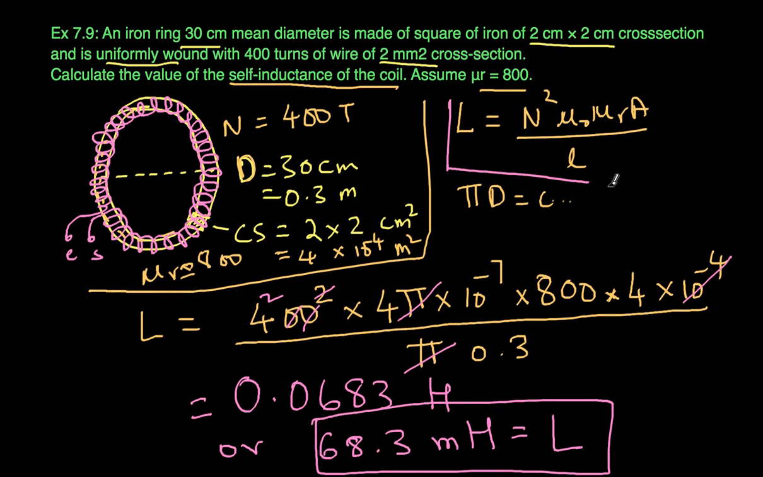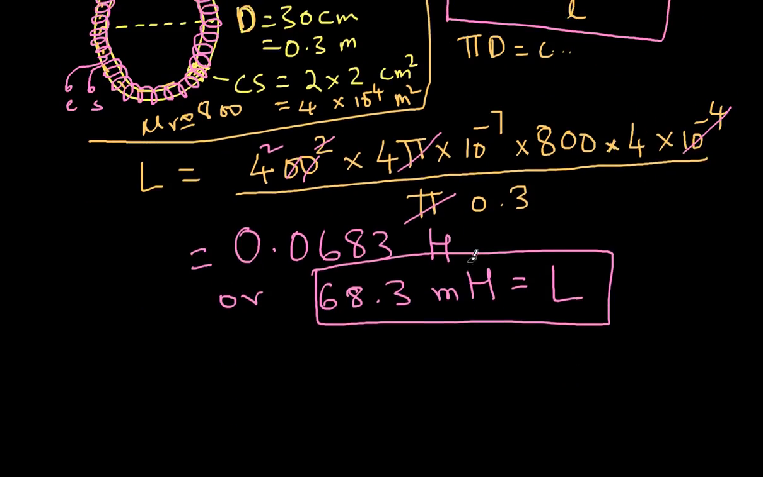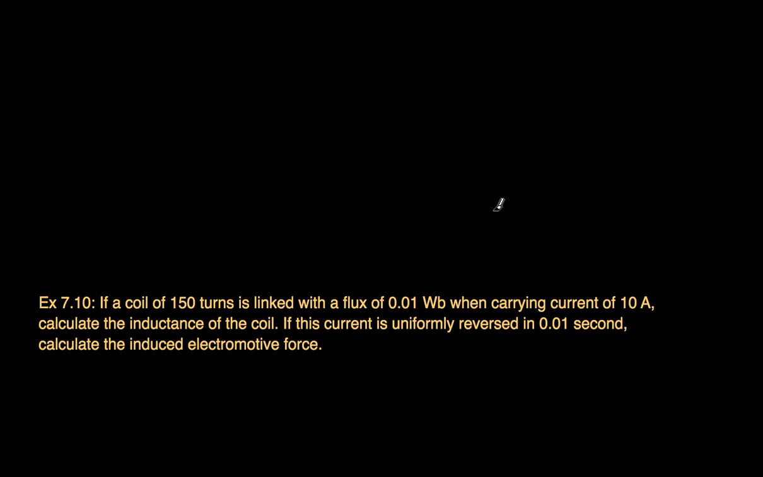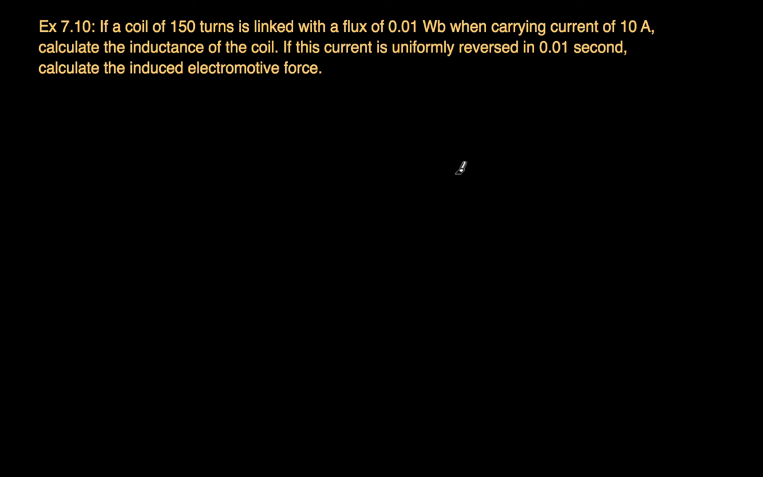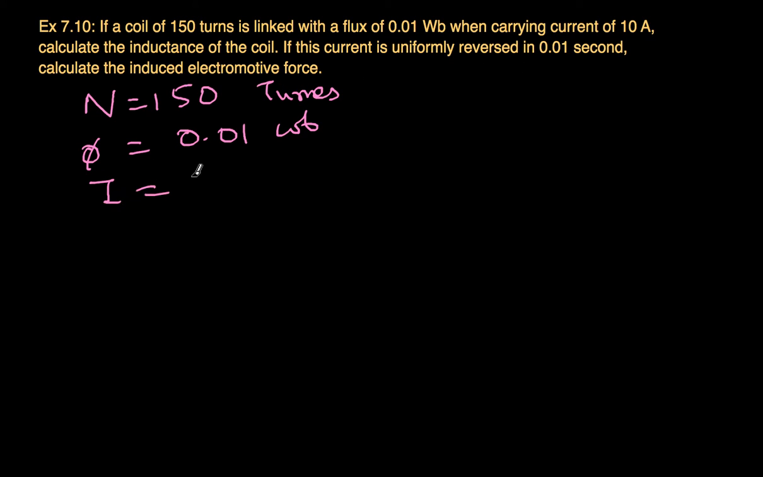So this one. I have one more question for you. If I just go down, this is another question. Let's work on this now. If a coil of 150 turns is linked with a flux of 0.01 webers, the data is given directly. Number of turns is 150, and the flux is 0.01 webers when carrying a current of 10 amperes. Calculate the inductance.